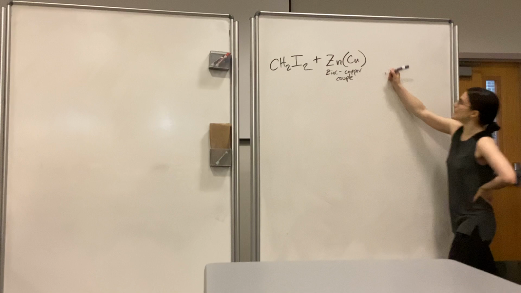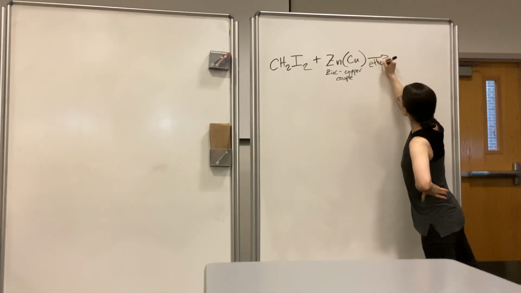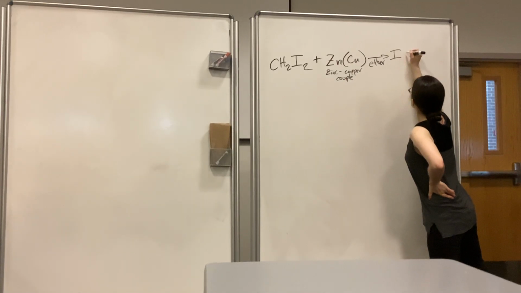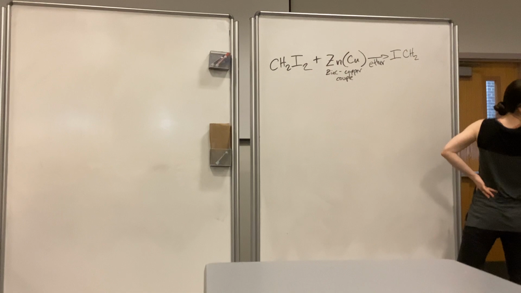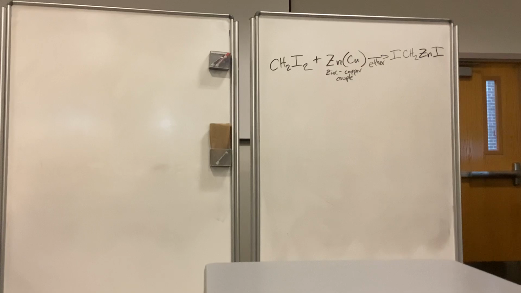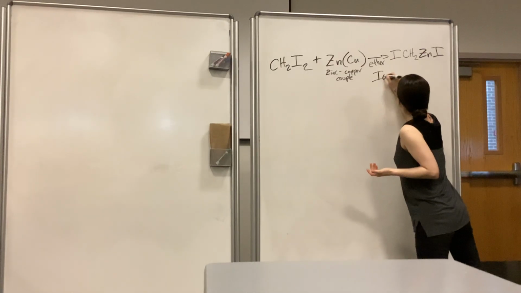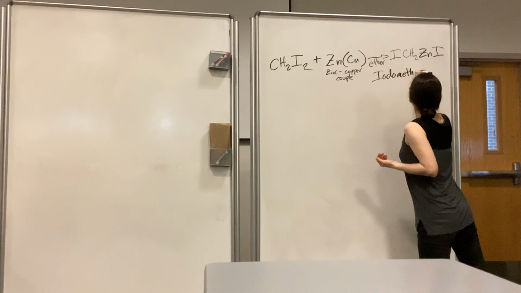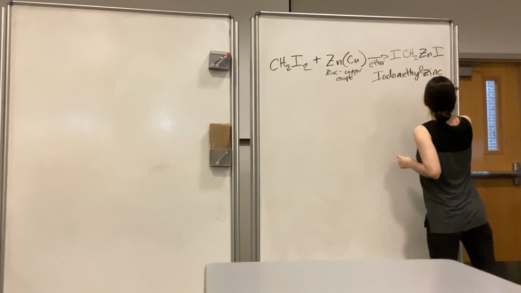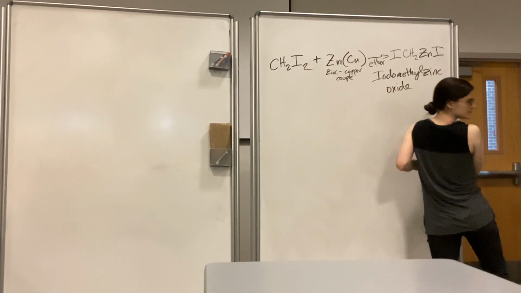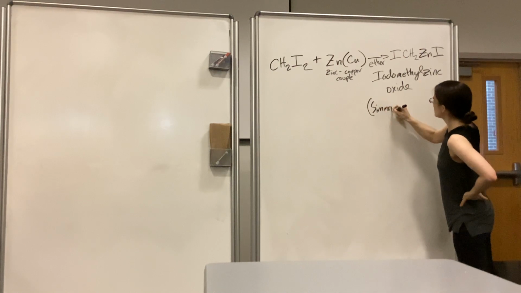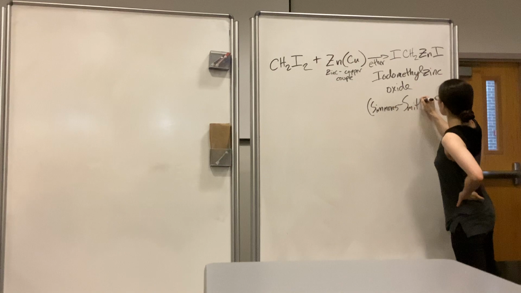Okay, we're going to add those together in ether, and we are going to get ICH2ZnI. Iodomethylzinc iodide, also known as the Simmons-Smith reagent.